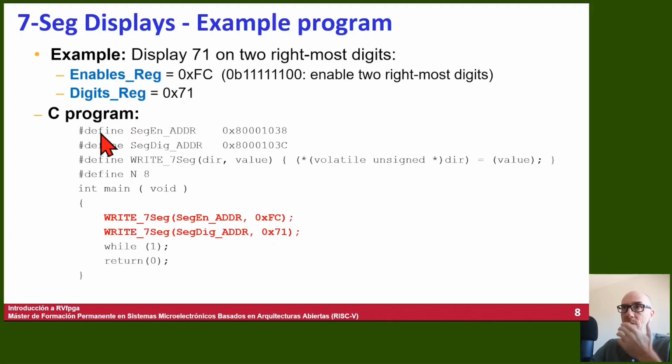A possible C implementation of this functionality would be what we have here. In the main function, we write to the seg_add address defined here for enables the value FC, and to the digits address associated with the segdig_add macro, which is 103C, we write 71. Then we stay in an infinite loop to see what's displayed on the screens.